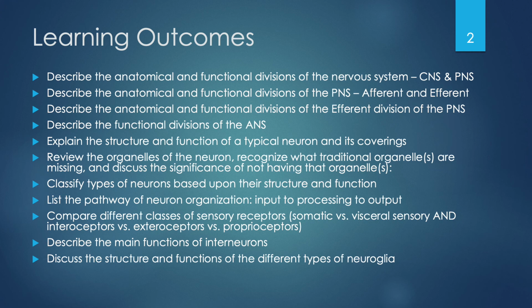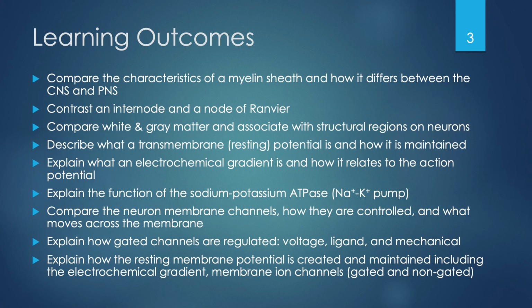You'll compare different classes of sensory receptors, and that includes somatic versus visceral sensory, and interoceptors versus exteroceptors versus proprioceptors. We'll also describe the main functions of interneurons and discuss the structure and functions of different types of neuroglia. Also, we'll compare the characteristics of a myelin sheath and how it differs between the central nervous system and in the peripheral nervous system. We'll contrast an internode to a node of Ranvier.